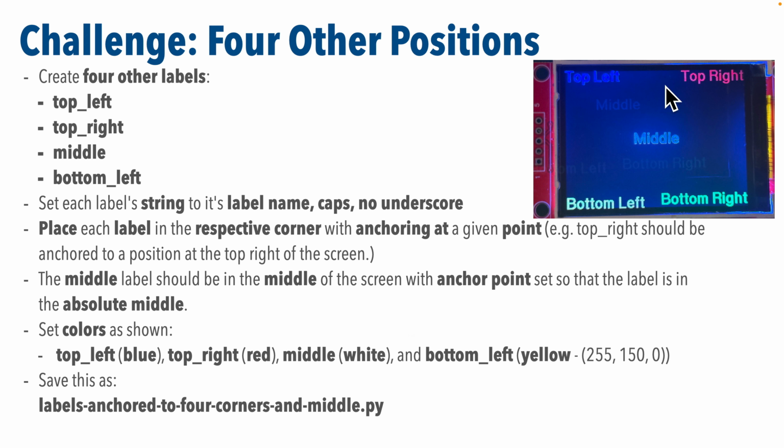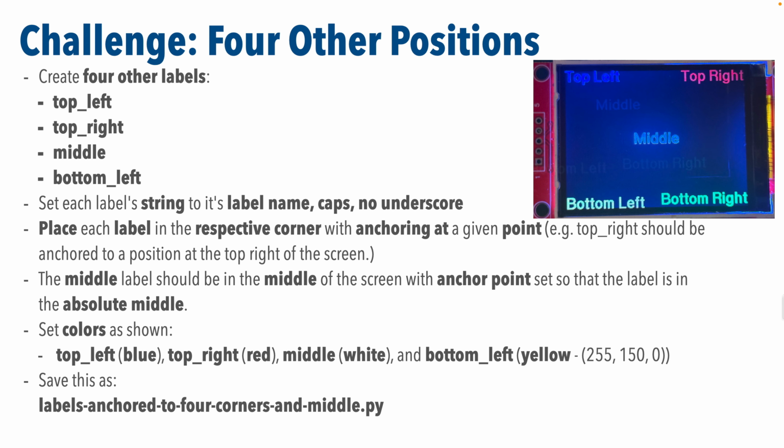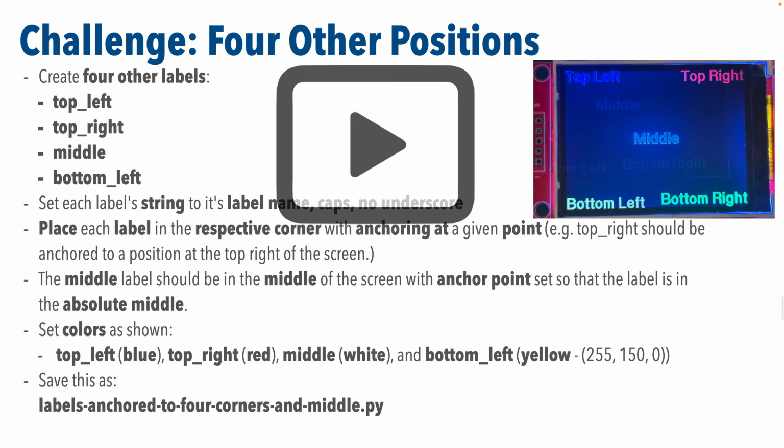So top left should be blue, top right should be red, middle should be white, and bottom left should be yellow. That's 255, 150, 0. We'll save this as labels_anchored_to_4_corners_and_middle.py. And one thing we'll notice is that the bottom left isn't perfectly aligned with the bottom right. That's because the characters at the bottom left don't have any descenders. You see how the G and the R hang down below what should be called the baseline, but we don't have that on the left-hand side. These guys are uneven. If you can figure out how to fix that, bonus points to you, but I'll also show you how to do it. So why don't you pause, give this a shot. I know you can do it. And when you're done, resume, and let's compare answers.